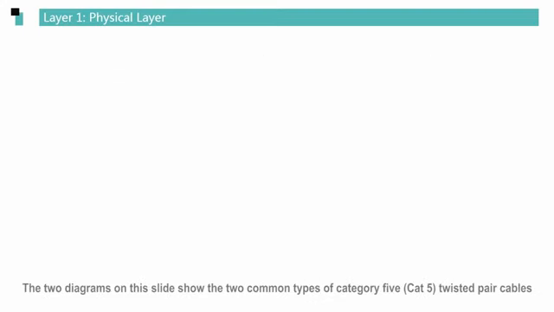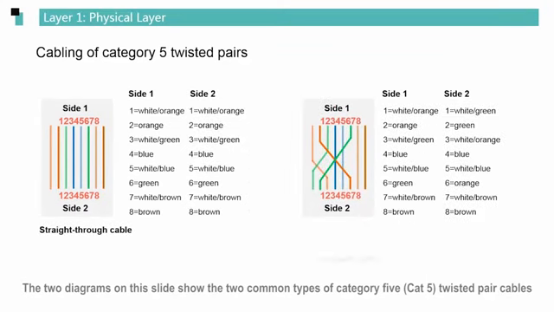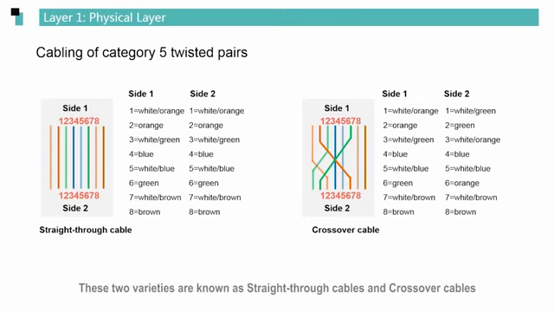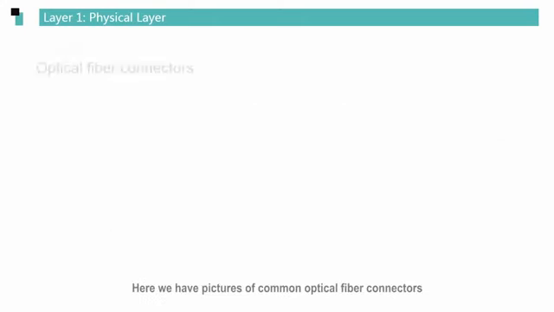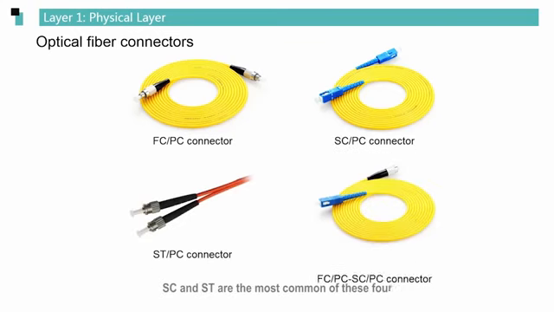The 2 diagrams on this slide show the 2 common types of Category 5, Cat5, twisted pair cables. These 2 varieties are known as straight-through cables and crossover cables. Here we have pictures of common optical fiber connectors. SC and ST are the most common of these 4.